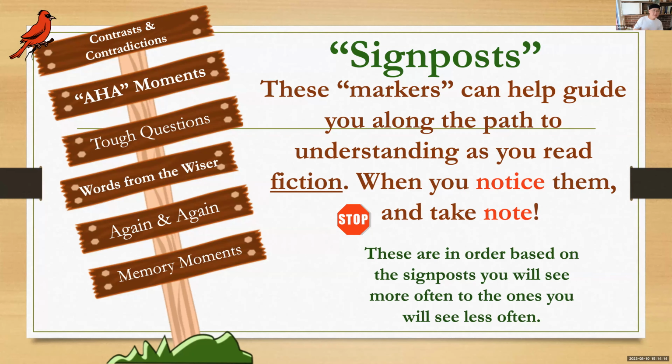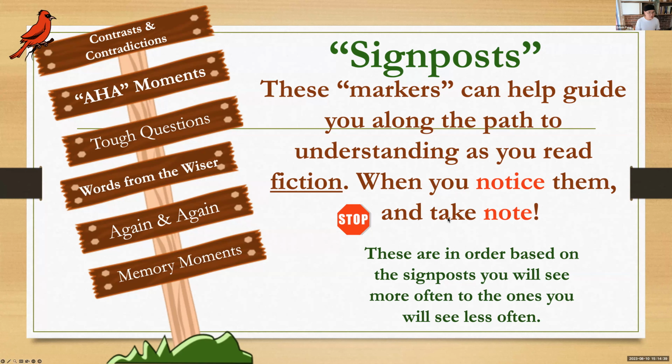These are the 6 different signposts: contradictions and contrasts, aha moments, tough questions, words from the wiser, again and again, and memory moments, right? All of you have raised your hands or shaken your hands just now. So from what I understand, aha moments, tough questions, again and again, seem to be the ones that you're not really clear about. So I'll spend a bit more time explaining them to you, okay? But contrast and contradictions is what we are talking about first.